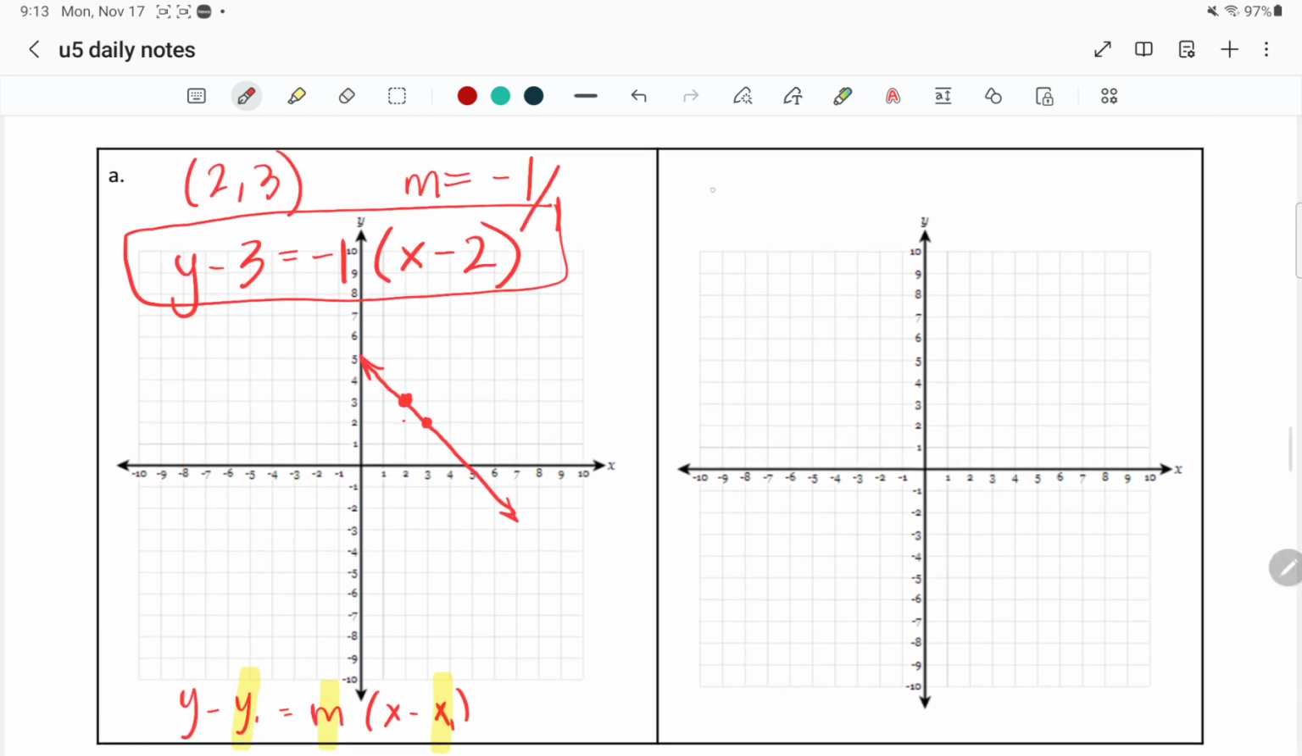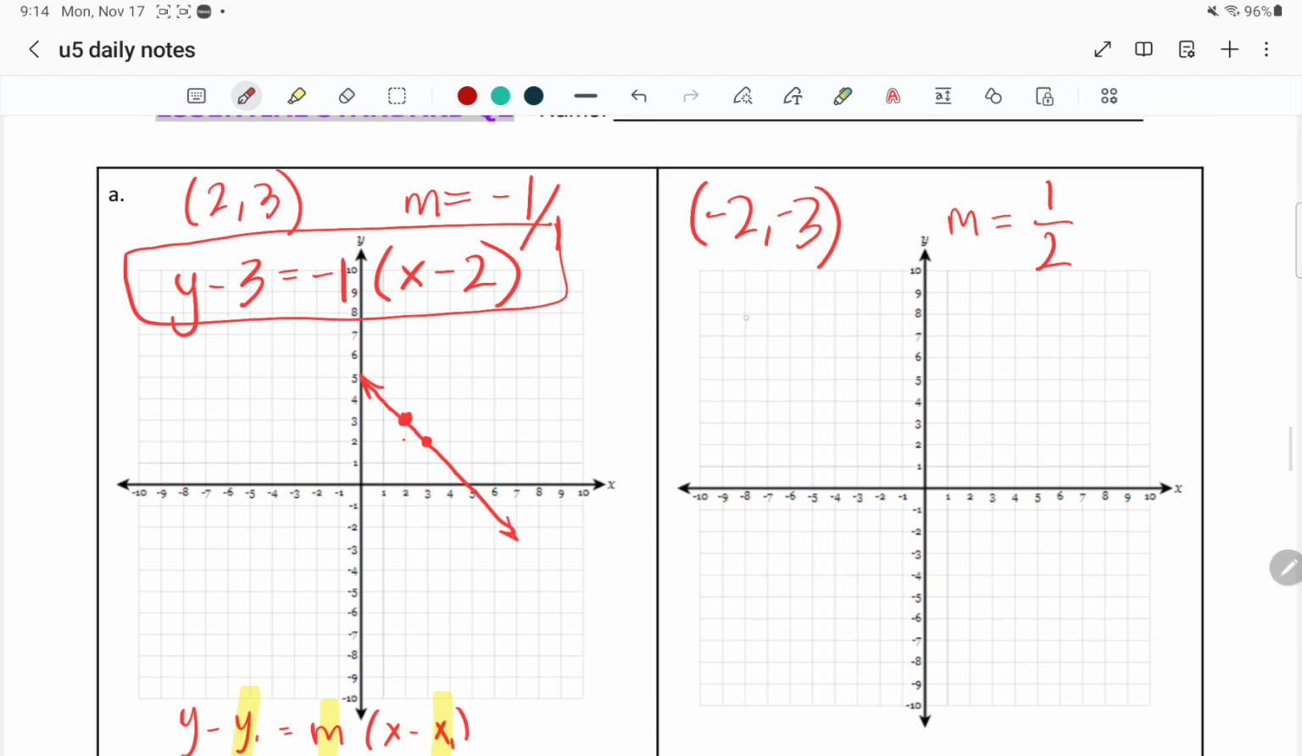Last one, for this section anyway. Let's see. Let's do negatives instead. -2, -3. Let's do a slope of, I love the slope, 1/2. Okay.